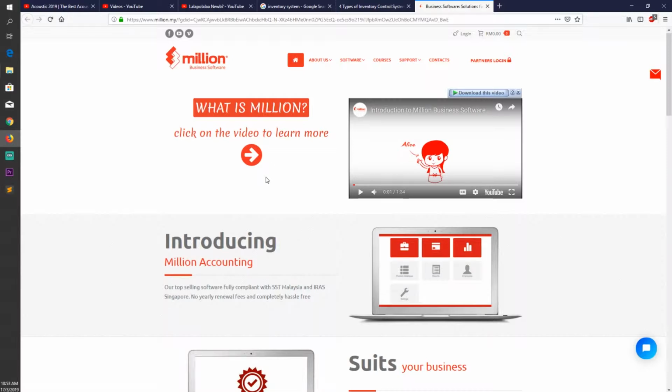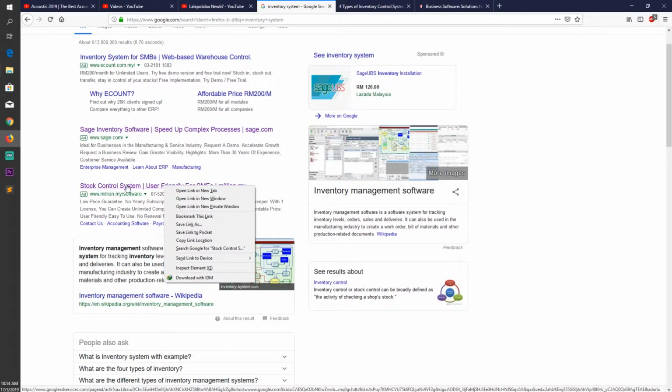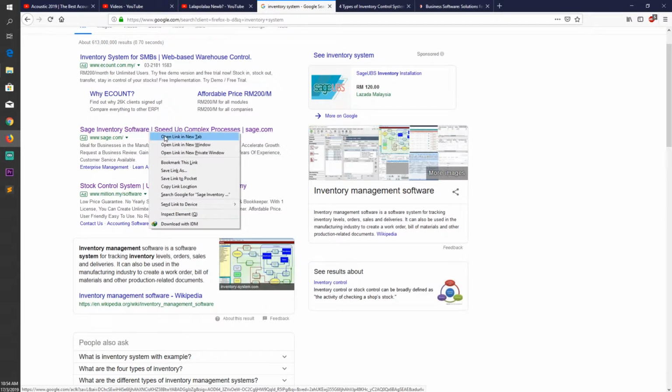But you must know that for most inventory systems, even if you Google it, you cannot see the demo of the system, because all these companies who make this inventory software tend not to show it to their customers unless you really want to see it. Maybe I can show you an example of that.